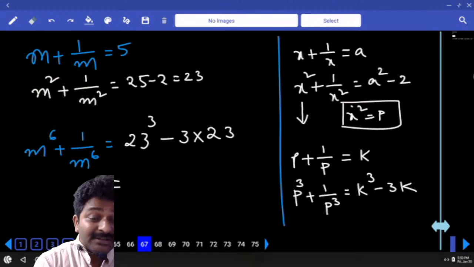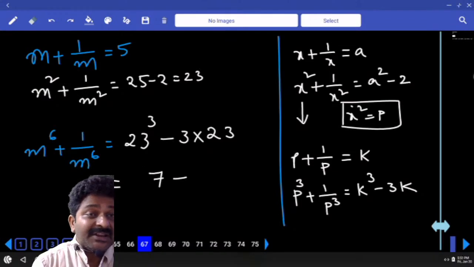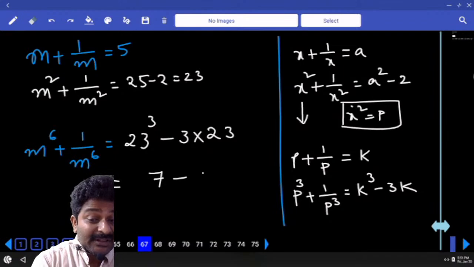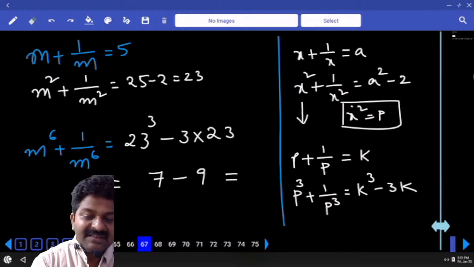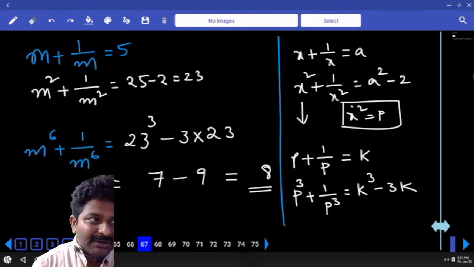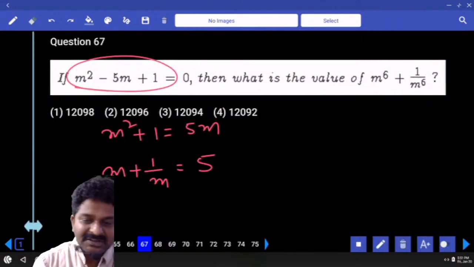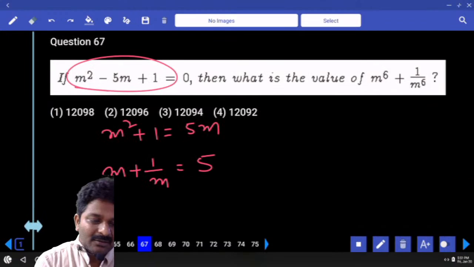3 cube ends with 7, minus 3 into 23 ends with 9. 7 minus 9 ends with 8. That means your answer must end with 8 only. Let's come to the options and verify how many are ending with 8. Only one.